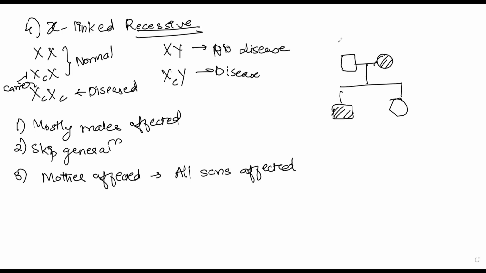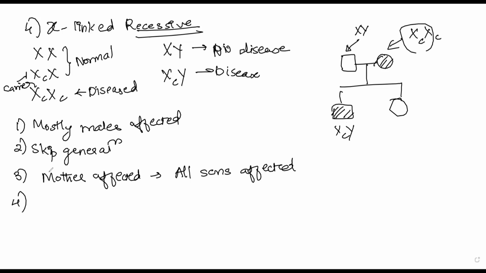Mother is affected, so the son will be affected. How? Let us see. The father is not affected, so he'll be XY only, not XCY, just XY. And mother is affected, meaning there's only one possibility: she's XCXC. Now always the boy will get the Y from the father. So what is coming from the mother? The X, and this X is the diseased X. Therefore, if the mother is affected, all the sons will be affected.